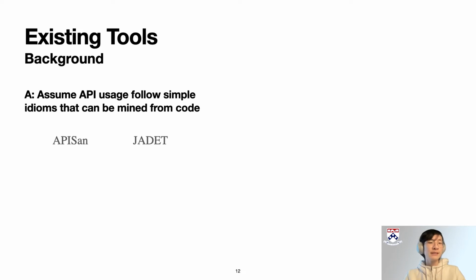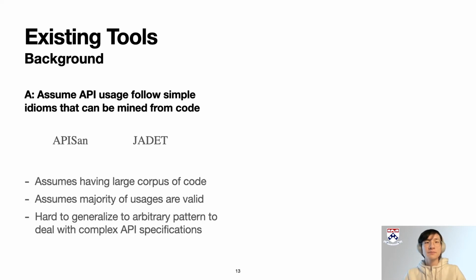These tools are very easy to use. The user doesn't need to know anything about the tool nor about the API since the specifications are mined from code. Therefore, the users are usually just one command away from the bug report.